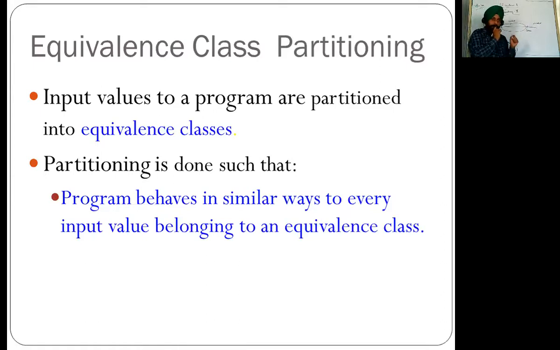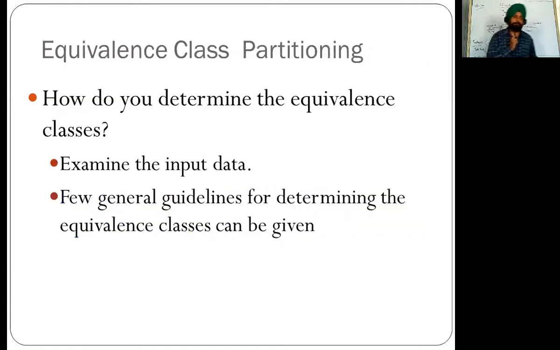Program partitioning is done such that your program behaves in a similar way for every input value belonging to the same equivalence class. It means if there is some error in this case, it should generate the error. In this case also it should generate the error, and in this case it should not generate any error. So this is a type of black box testing, and it is known as equivalence class partitioning. Next one.